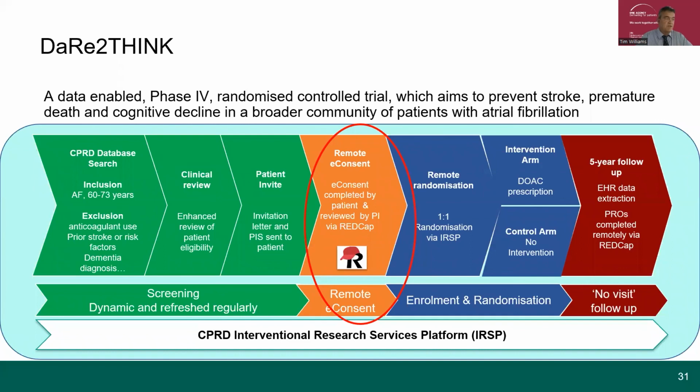Thinking of it in terms of the Interventional Research Services platform, we have the database search, 60 to 70 years. These might change now because we've changed the study a bit actually. Clinical review by the GP, and the patient is invited. The remote consent is done via the GP. It uses REDCap, not our platform, although we will be able to do that in the future. And then the randomization is just through the system.